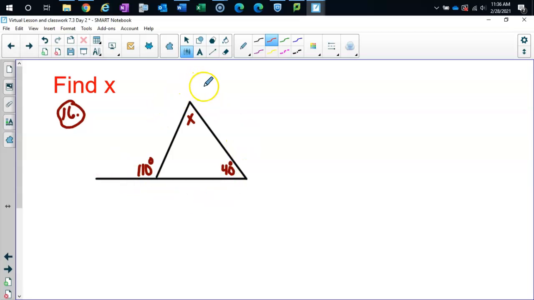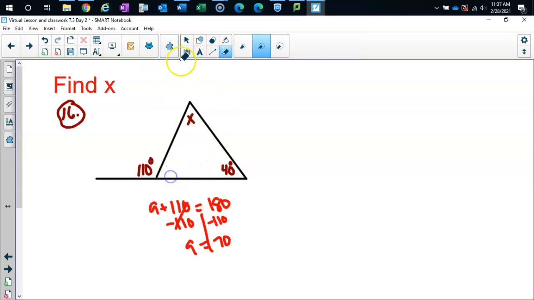All right. This problem is like the example that we did earlier today. You might want to look at your notes. We are looking for angle X. Go. All right, first thing we need to do, we need to find this angle right here. These two angles are a linear pair. So I'm going to call this A. A plus 110 equals 180. Subtract 110 from both sides, and we get A is 70. So this angle inside the triangle is 70 degrees.